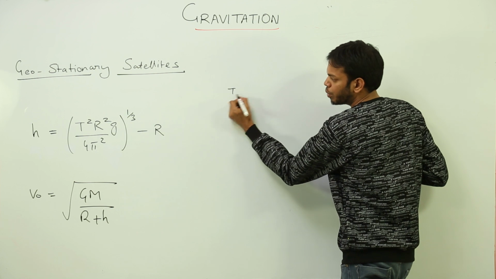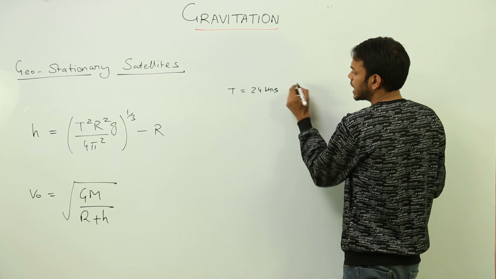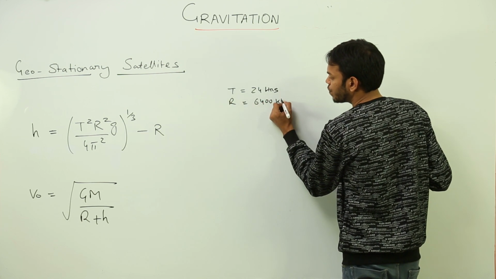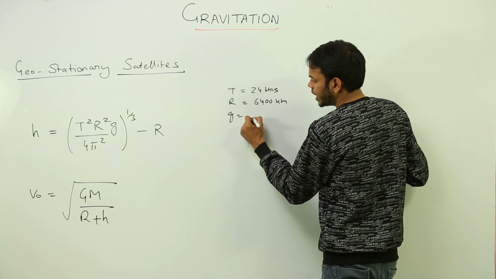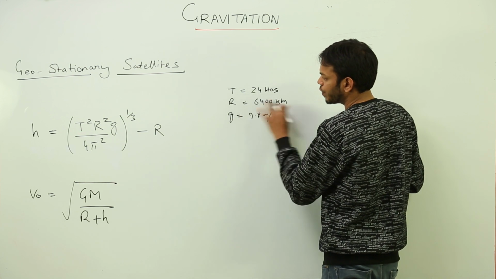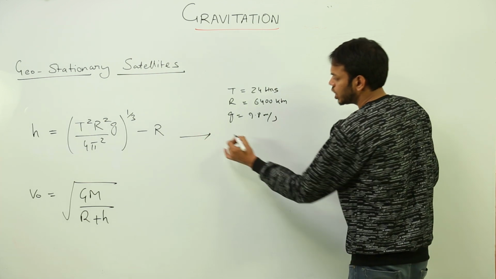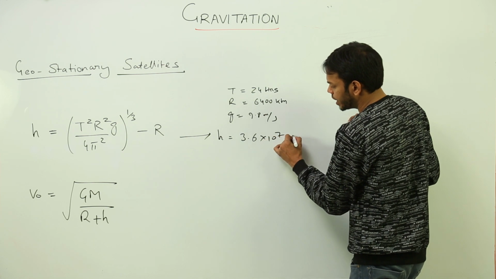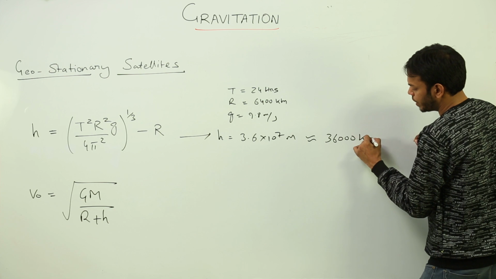Time period, here put the value of the time period to be 24 hours, and you can convert it into seconds. Then R is 6400 kilometers, which will be further converted into meters. Then g, 9.8 meter per second square. What else? 4 pi squared, you know, and R, the radius of Earth, is this. So by putting all these values, the value of h comes out to be 3.6 × 10^7 meters, or this is 36,000 kilometers.